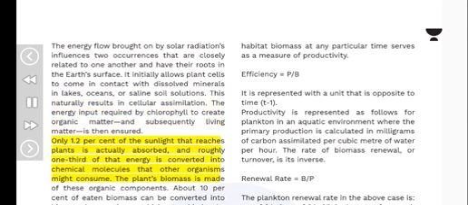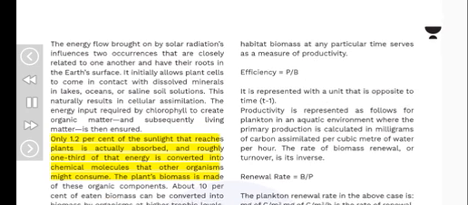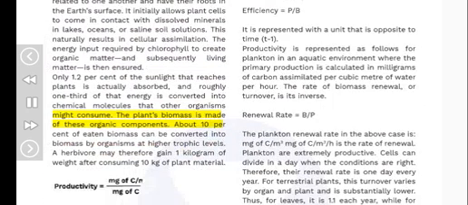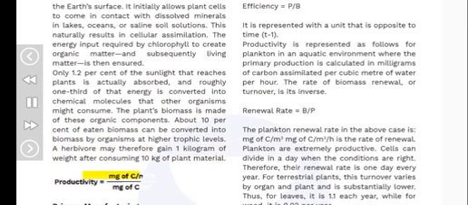About 1.2% of the sunlight that reaches plants is actually absorbed, and roughly 1/3 of that energy is converted into chemical molecules that other organisms might consume. The plant's biomass is made of these organic components. About 10% of eaten biomass can be converted into biomass by organisms at higher trophic levels. A herbivore may therefore gain 1 kilogram of weight after consuming 10 kilograms of plant material.